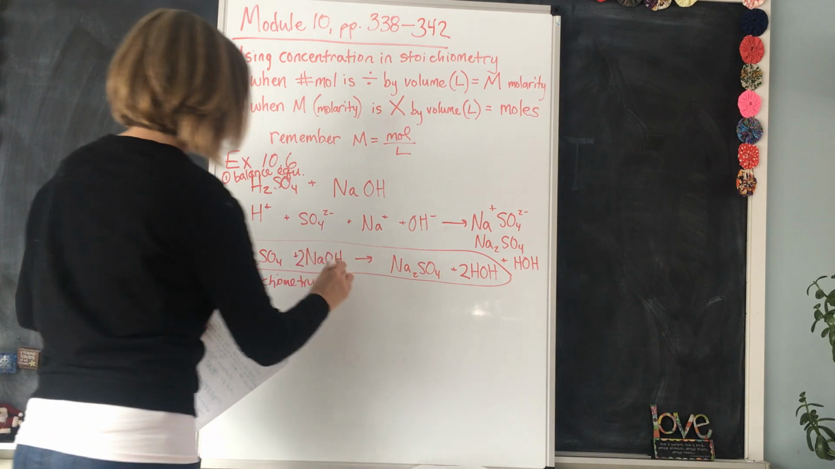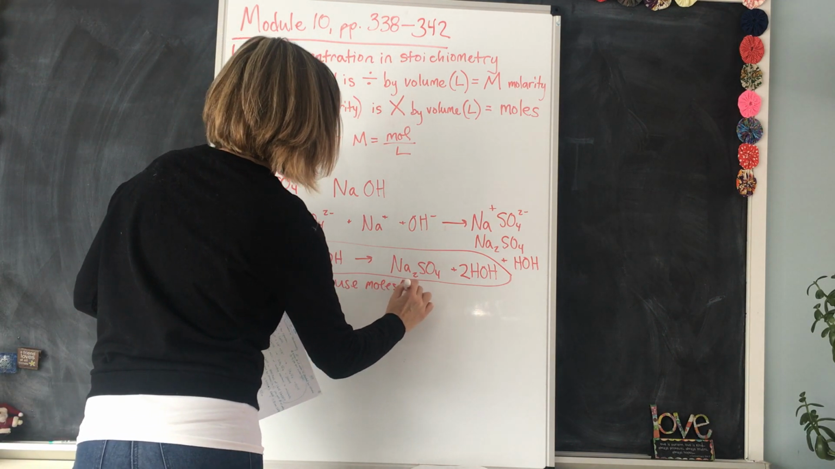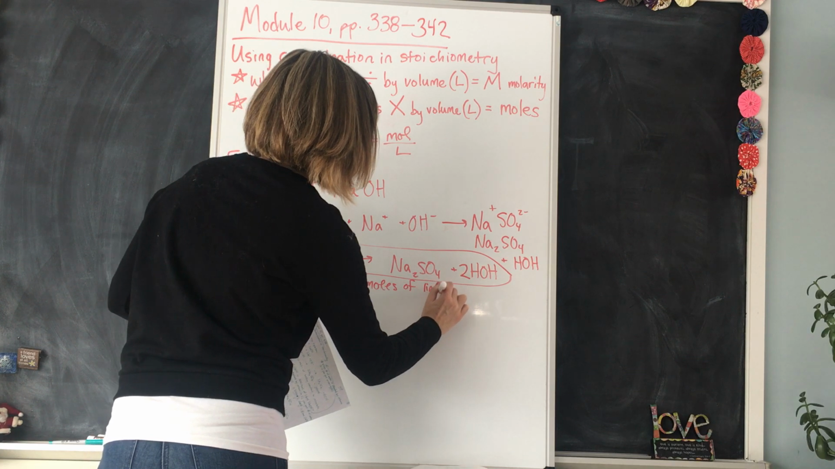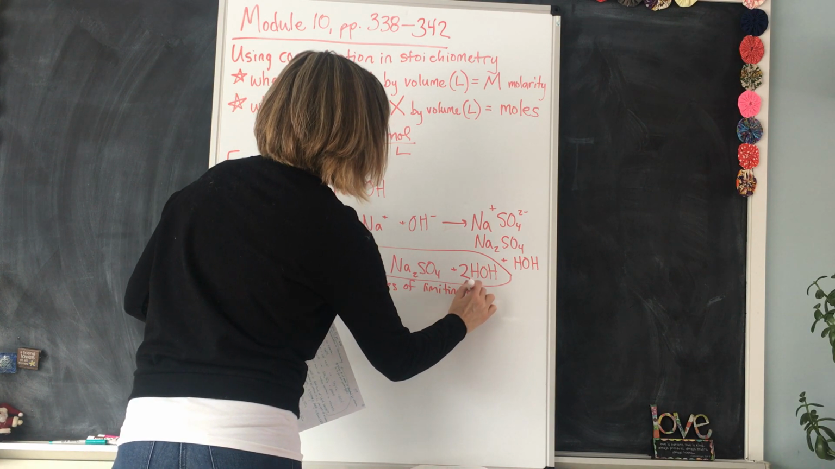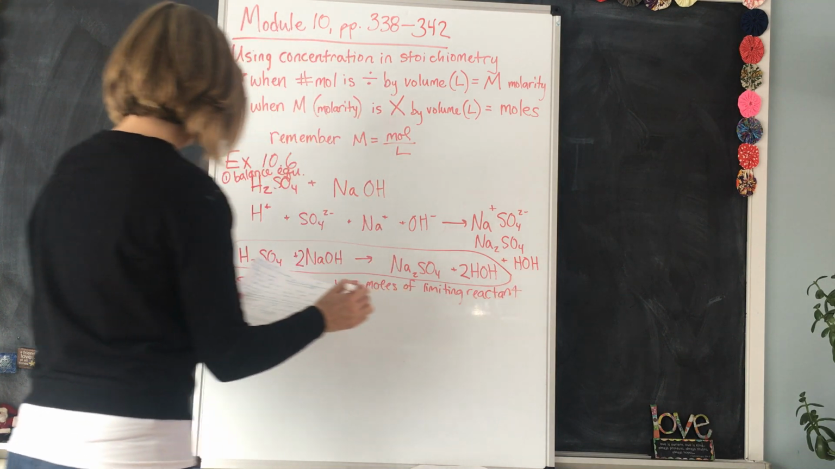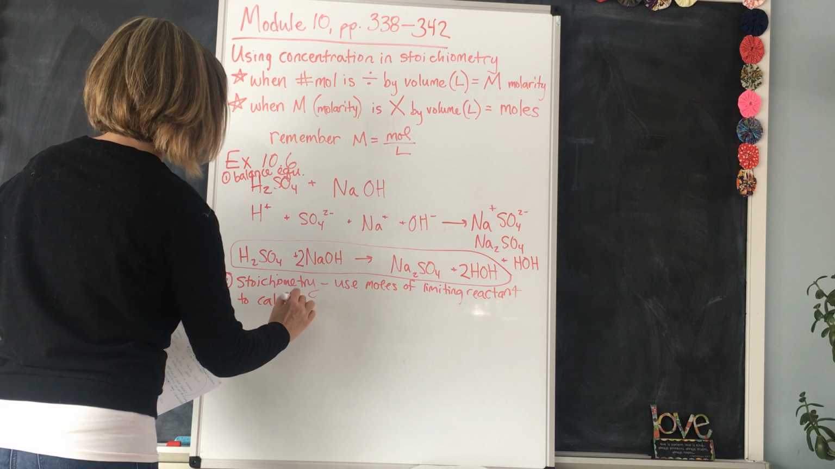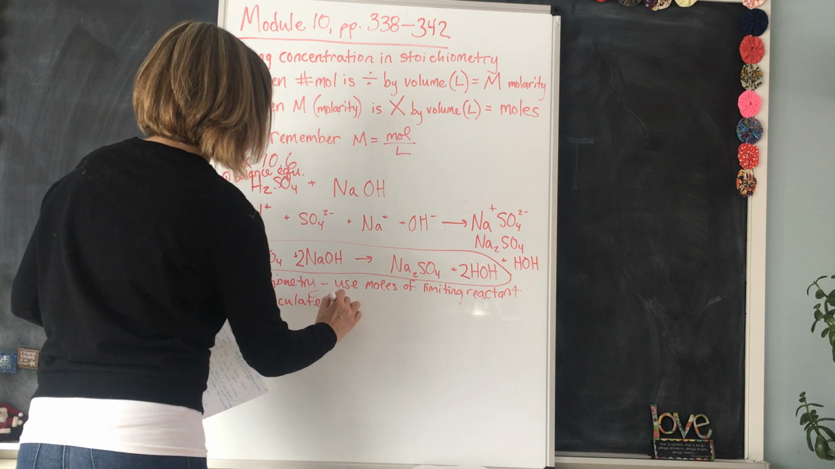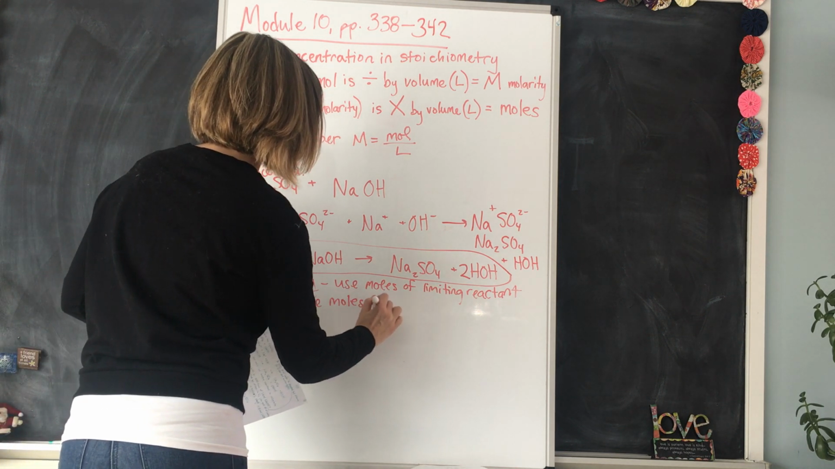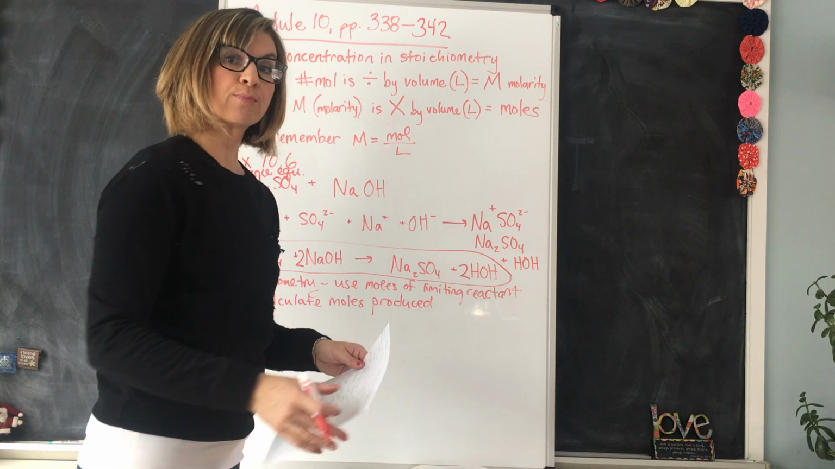Just as a reminder, use the moles of your limiting reactant, the reactant that's going to run out first, to calculate the moles produced for each of the products.